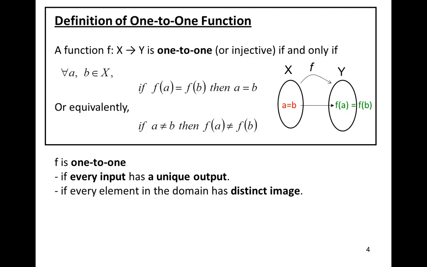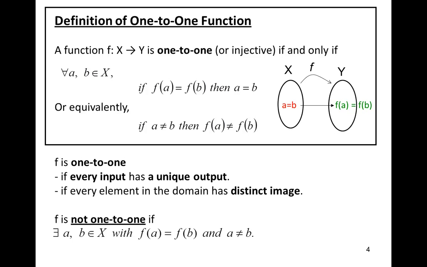And when will a function not be one-to-one? If there exists a set of elements a and b whereby f(a) is equal to f(b), but a is not equal to b, meaning they share the same image, but their point of origin is different.